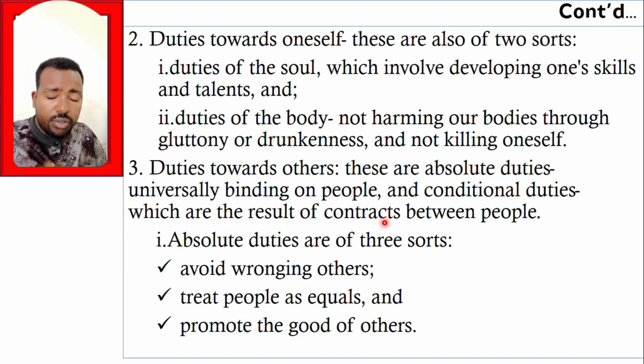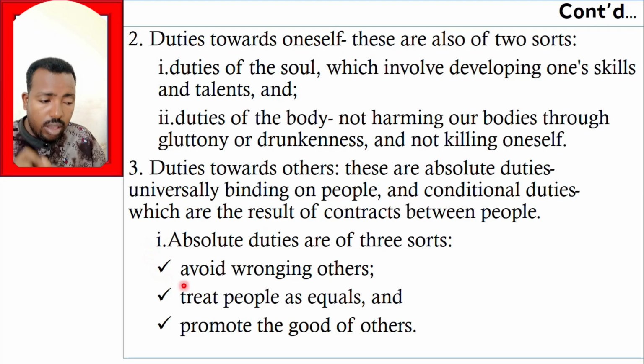Absolute duties are of three sorts. Number one, because these are universal principles according to this theory, we have to avoid wronging others. You have to avoid dehumanizing people. You have to treat them as equals. You have to promote the good of the people. So these are universally binding duties that a person has to discharge towards others.